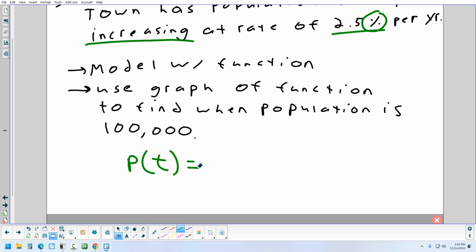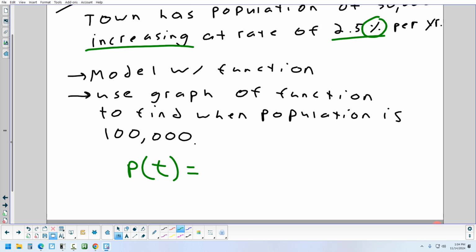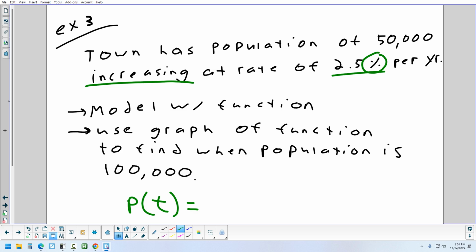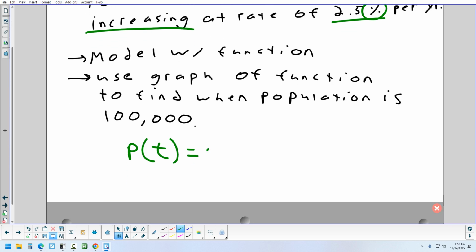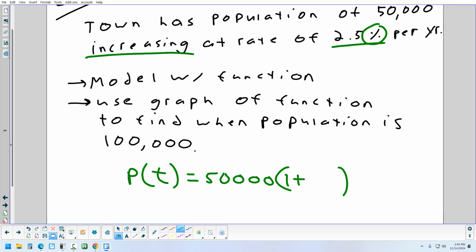Okay. Since it's exponential growth, what's the first thing that comes after the equal sign? The initial amount, which is the 50,000. Initial amount means the same as the starting amount. 50,000. And then what do you put in parentheses after the initial amount? 1 plus 0.05. Right, it's 1 plus r. And in this case, we just talked about r, 0.025.